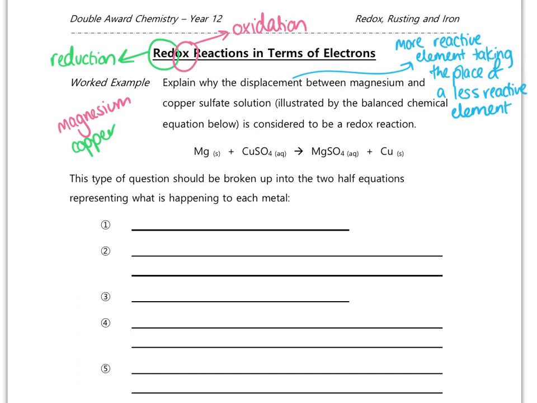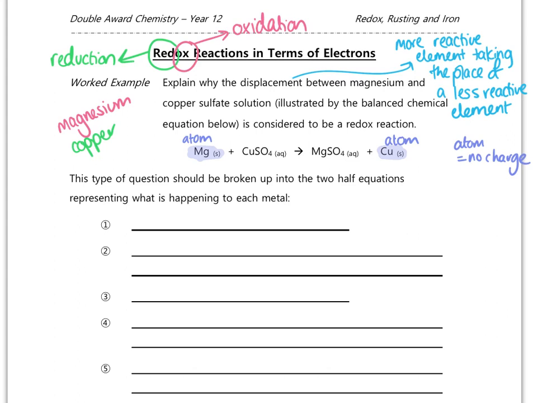Okay, so remember the rule was if the element is on its own, then it's going to be an atom. In other words, it will have no charge. So let's see where the elements are on their own. You can see on the left hand side we have magnesium on its own, and on the right hand side we have copper on its own. So magnesium on the left and copper on the right will be atoms. In other words, they will have no charge in the half equation.